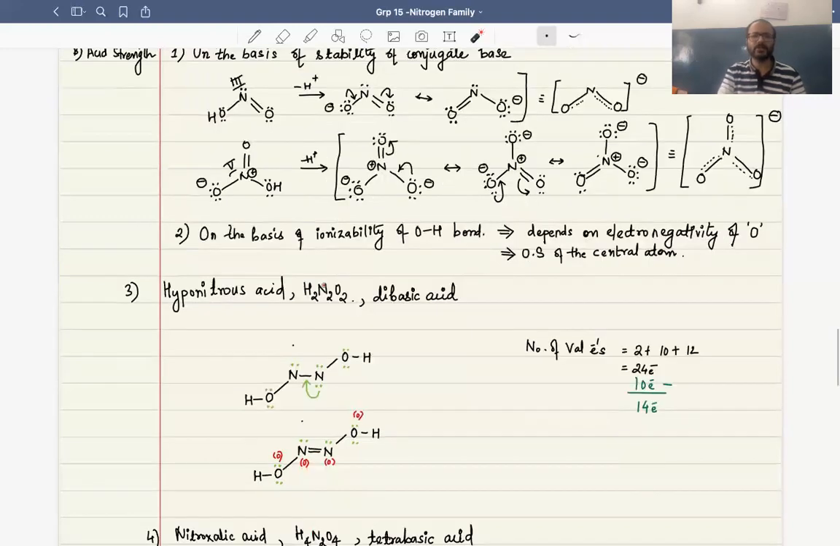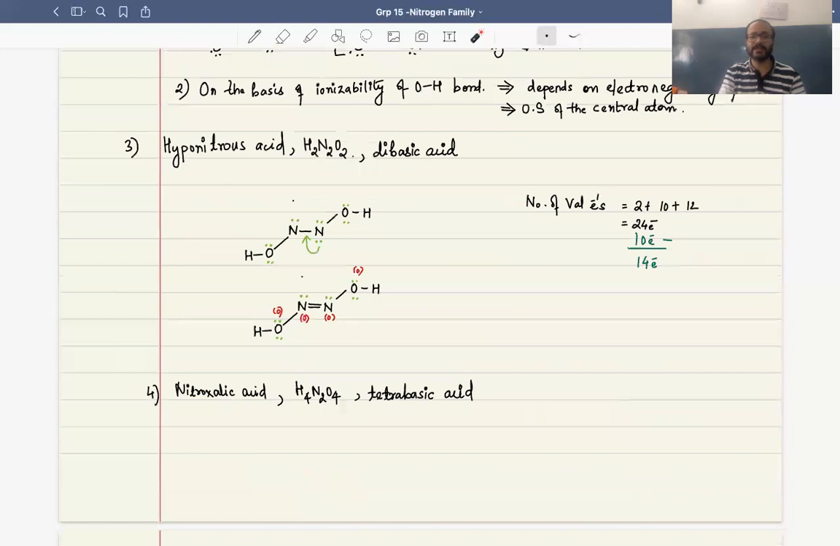Then there are two less prominent acids. One is hyponitrous acid, which has the molecular formula H2N2O2. Similarly, there is nitrooxalic acid, which is H4N2O4.